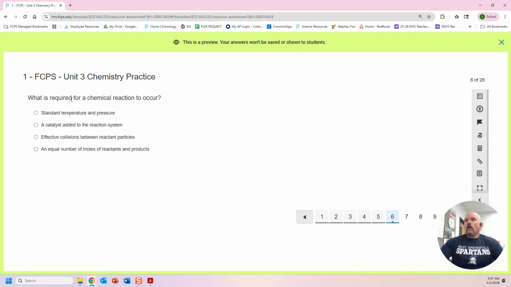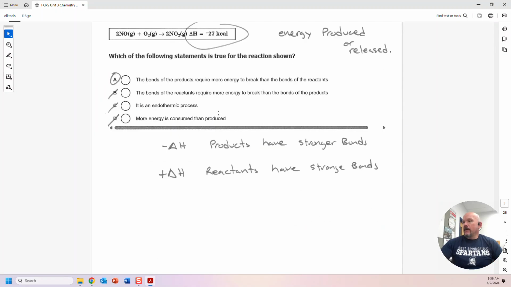All right. What is required for a chemical reaction to occur? You have to get what we call effective collisions. So there you go. All right, now what's an effective collision? An effective collision, and again, before I skip ahead, sorry.